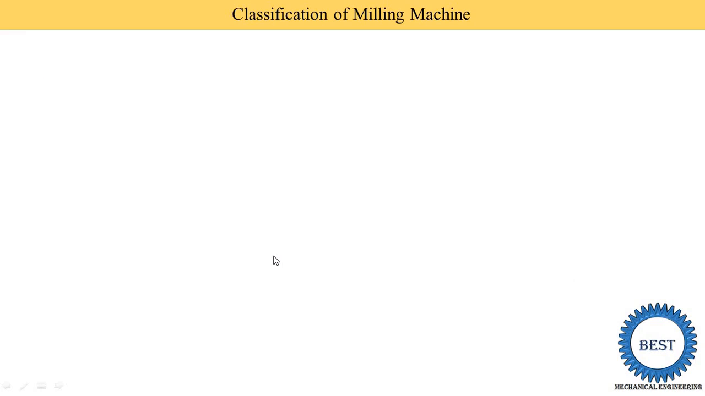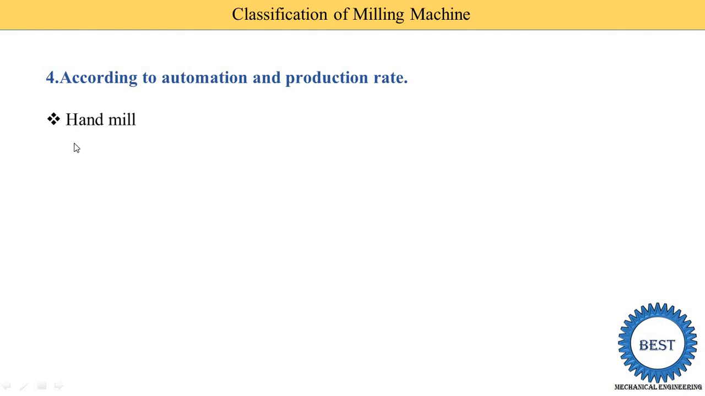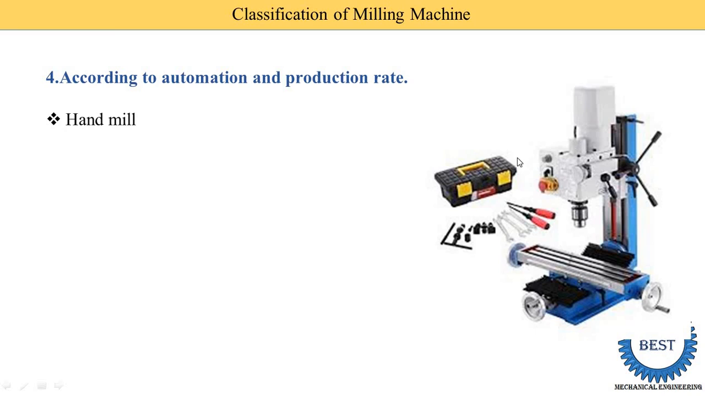Now the fourth classification is according to automation and production rate. According to automation and production rate, the first one is the hand mill. Here I show you this image of the hand mill. It is a smaller size of milling machine, and the name is hand mill, meaning all the motion to the table as well as the saddle is given by the hands of human beings. Only the spindle is rotated by using an electric motor.